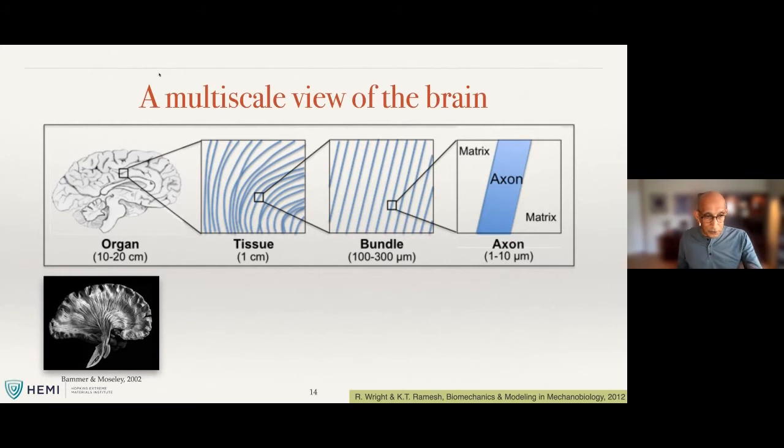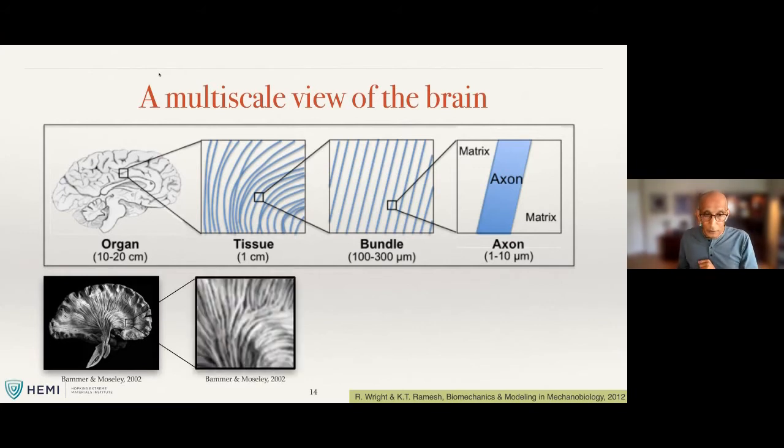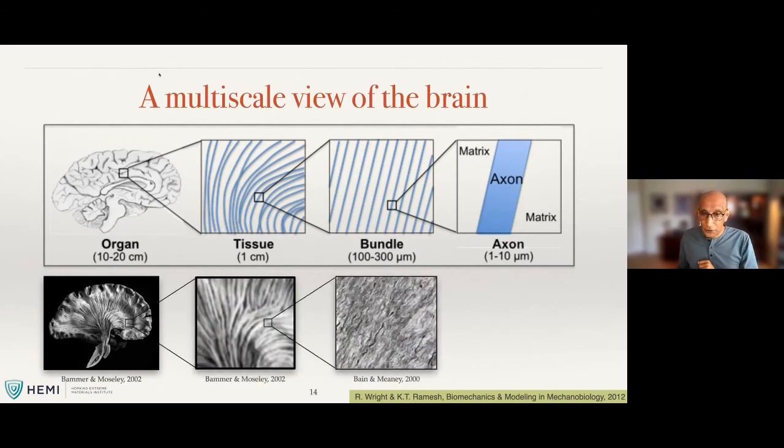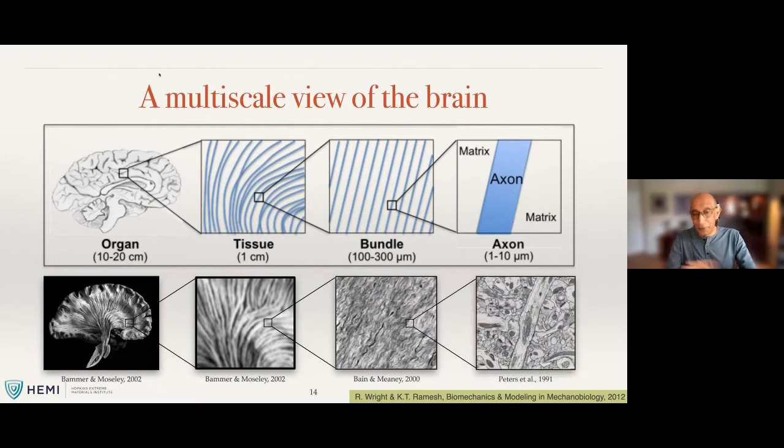So here's an image of parts of the brain. You can look at parts of the tissue. You can look at the fibers bundled together, and then you can look at individual axons. So you can build all of these up. But we want to do the mechanics. So we're going to be sitting on that top level. We've got to build a way of thinking about this.